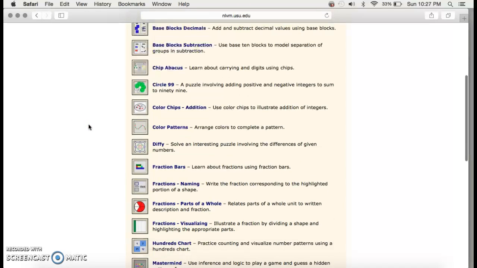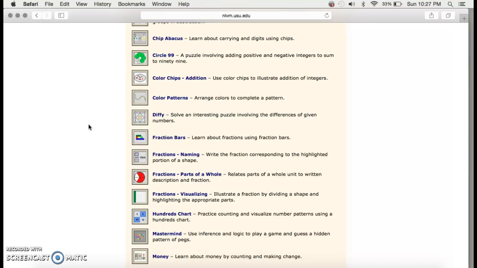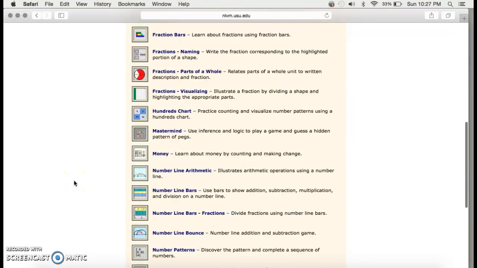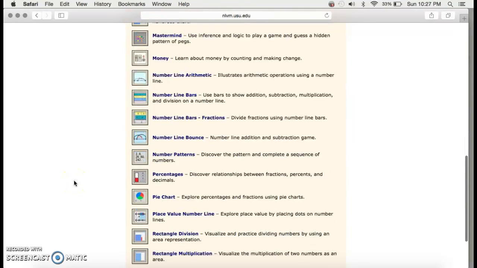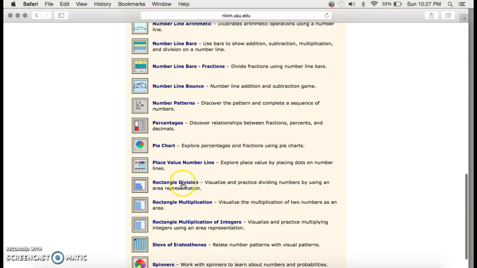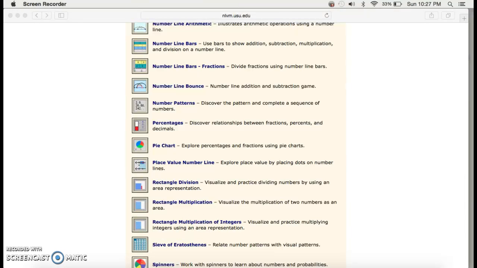There are very, very intense options on this page. Things that aren't second grade level, like division, multiplication, but they can be used for older grades, or those students who are really high.